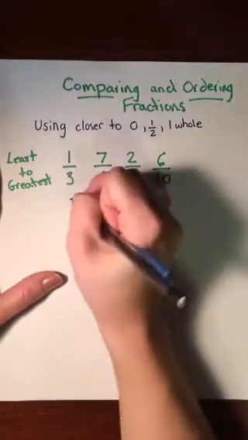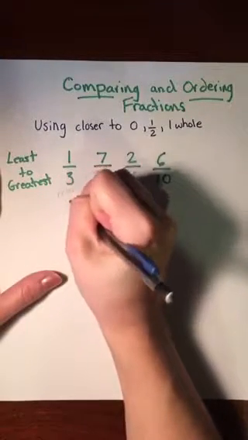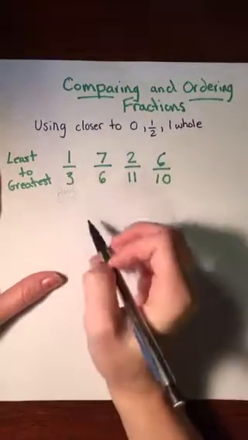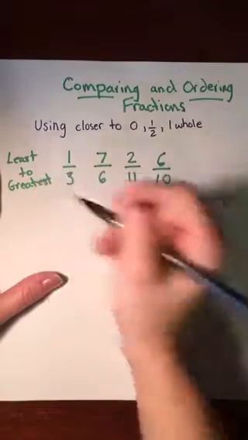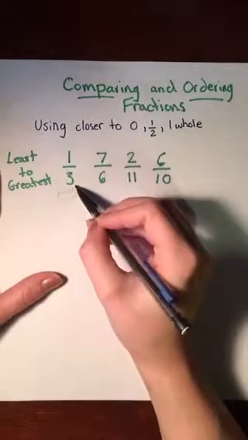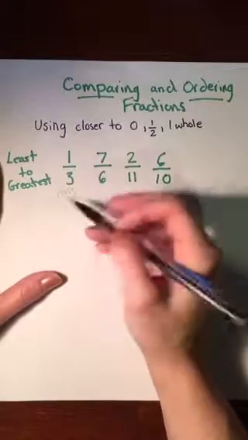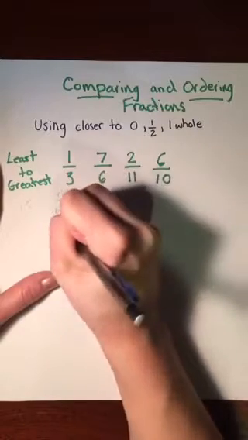In this case, our 1 over 3 is going to be close to half. Since half of 3 is 1.5, we know that 1 is definitely close to 1.5, but it's also below it. So we can also write below half.